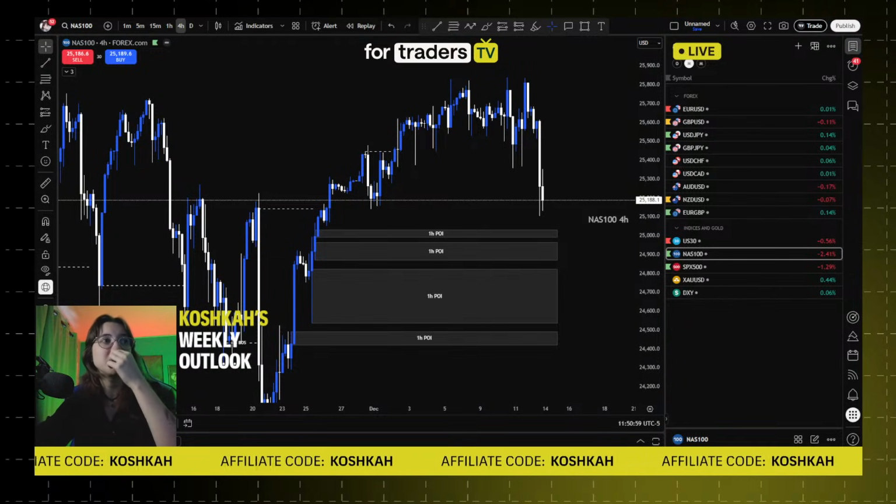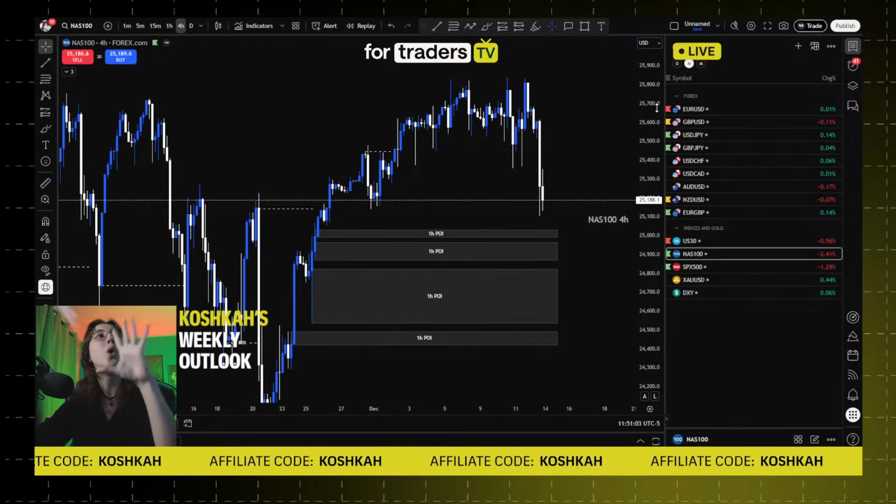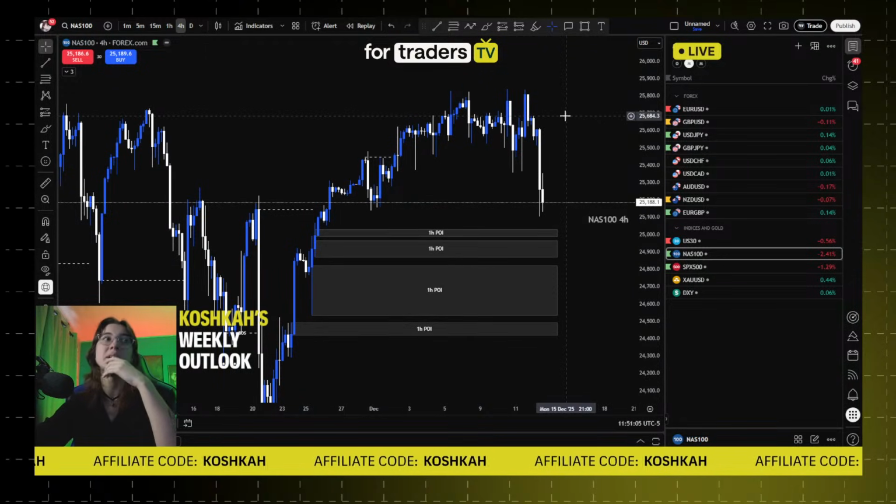POI means order block. POI is a synonym for order block. I just have my own rules on how to identify them, and that's pretty much it.